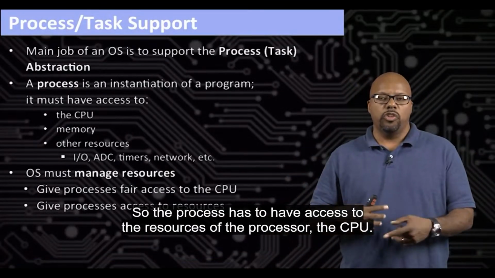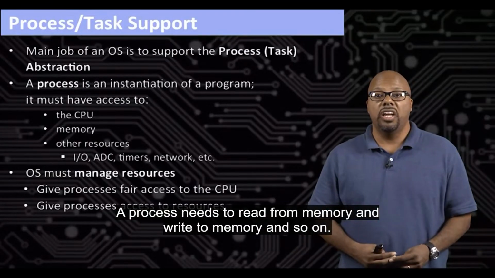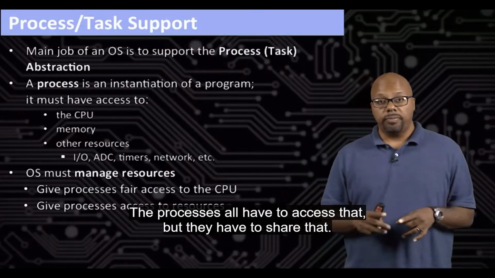So the process has to have access to the resources of the processor. The CPU, meaning the microcontroller itself, the memory, right? So a process needs to read from memory, write to memory, and so on. Other resources, the timers, the ADC converters, the network access, all that. The processes all have to access that. But they have to share that, right?